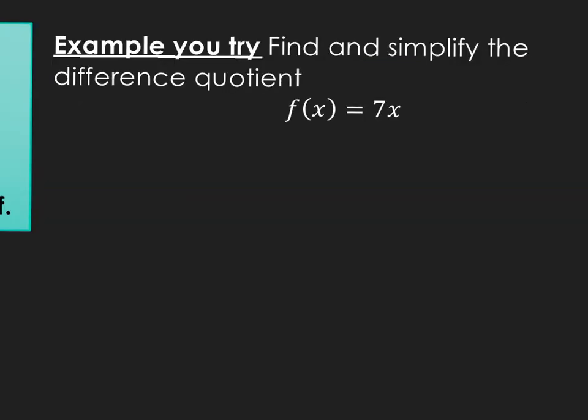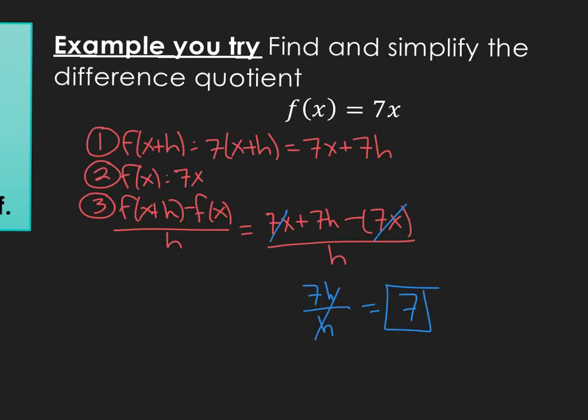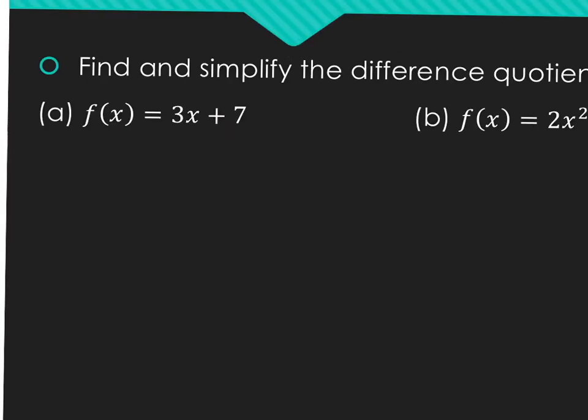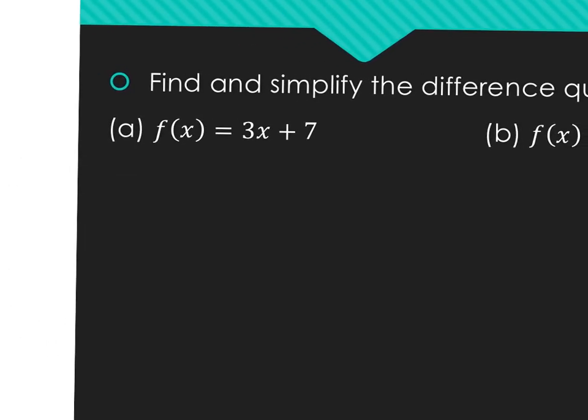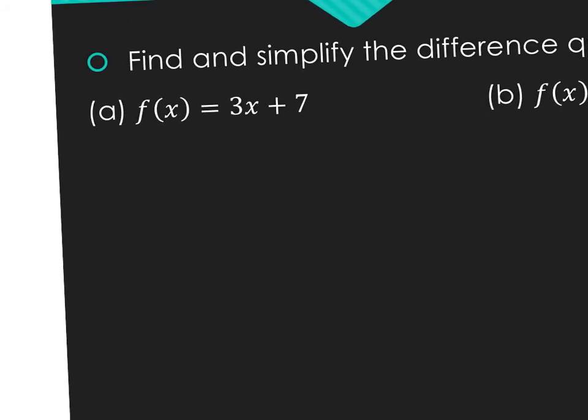Now I want you to take a minute or 2 and try that example you tried. And hopefully you found the difference quotient for f of x equals 7x to be 7. Okay, so notice we have 2 more examples, and we're going to practice finding and simplifying that difference quotient. So we're just going to follow the same 3 steps that we were doing before.